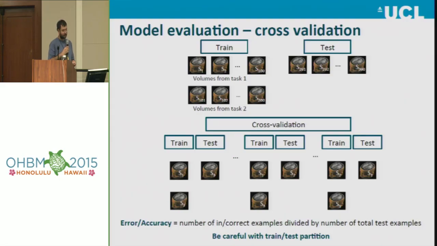So the idea here is that without having to build separate training and test sets, we're simulating different training and test sets, making sure that we're never training on the same subjects as we test on in the same fold, which is very, very important to be careful that you do. Once you've done that, you then have test predictions for all of your subjects, and then you can calculate error measures or accuracies in the obvious way. So if it's classification, it would be the number of correct examples divided by the total number of test examples.